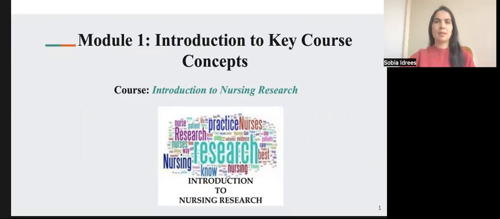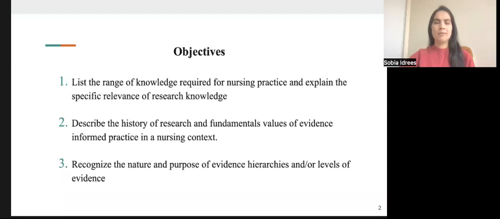So let's begin with the objectives. The objectives for this session are to list the range of knowledge required for nursing practice and explain the specific relevance of research knowledge. Describe the history of research and fundamental values of evidence-informed practice in a nursing context. The third objective is to recognize the nature and purpose of evidence hierarchies and/or levels of evidence.